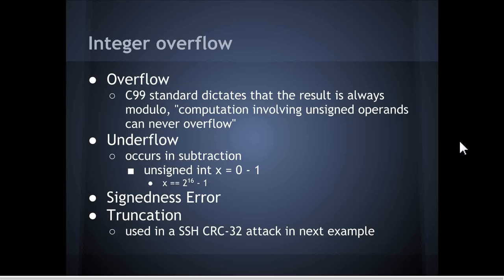Here's the C99 standard, and it dictates that the result is always modulo. The quote is that computation involving unsigned operands can never overflow. Underflow is another type of integer error and occurs in subtraction. In the following code, if you have the line unsigned int x equals 0 minus 1, it's going to wrap around to 2 to the 16 minus 1. And that leads to a signedness error, which we'll cover next slide. Also, truncation occurs when you take a 32-bit integer and try to store it in a 16-bit integer. Those most significant 16 bits are going to get thrown away.